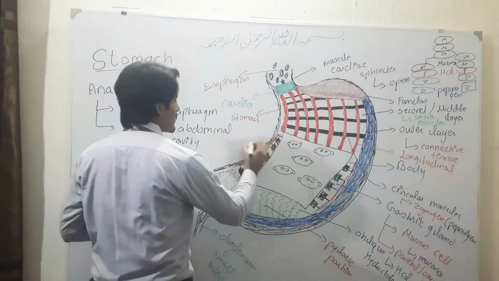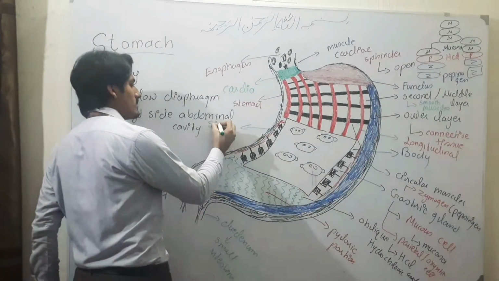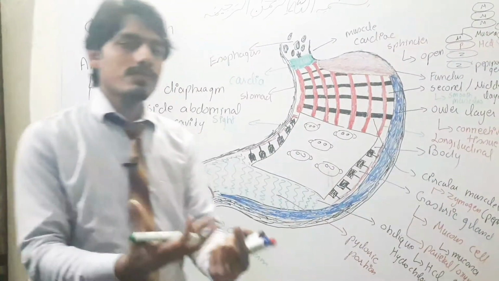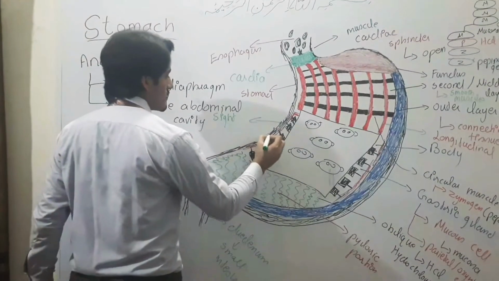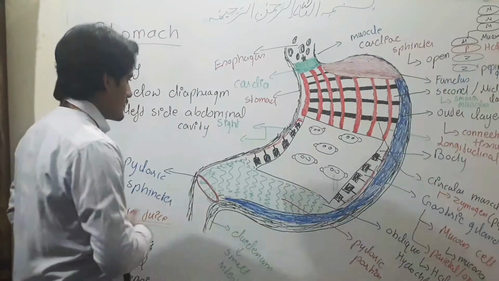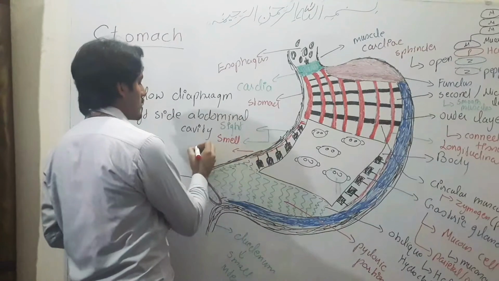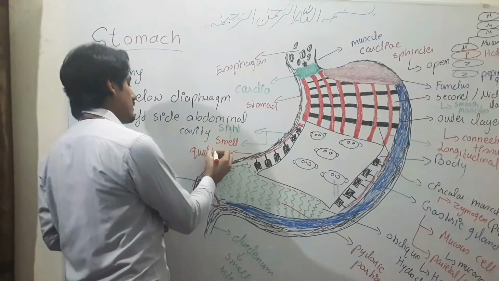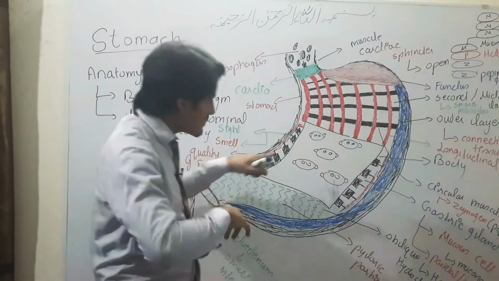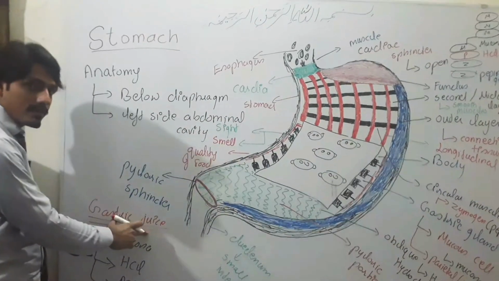When the stimulus comes, these glands are basically stimulated by three things. The first one is sight, when we see the food. The second one is when we smell the food. And the third one is the quality of food. These three things stimulate the gastric gland to secrete a juice which is called gastric juice.